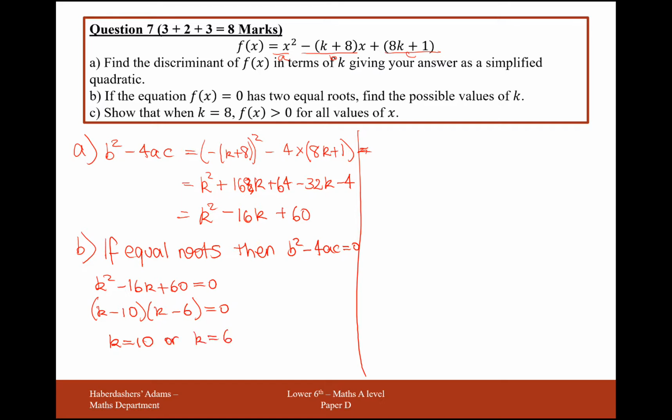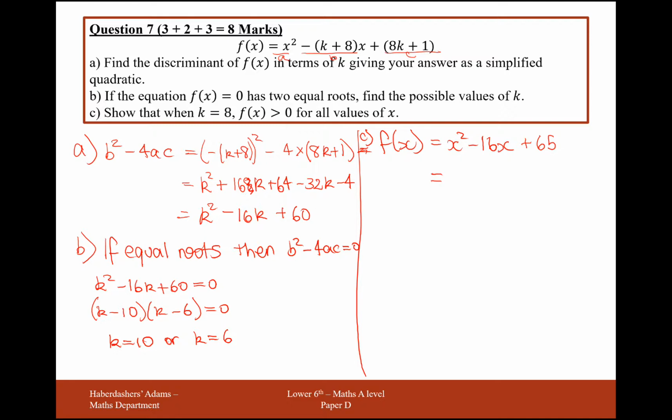Show that when k equals 8, f of x is greater than 0 for all values of x. So f of x for when k is 8 is going to be, 8 plus 8 is 16, so it's going to be x squared minus 16x, and plug in an 8 here, you get 64, add 1, you get 65.